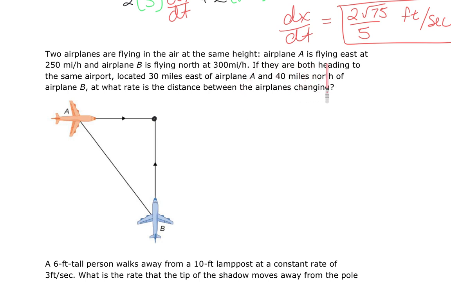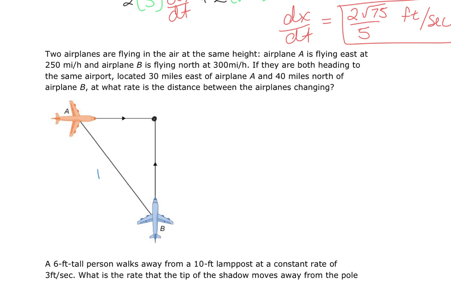Airplane A is flying east at 250 miles per hour. Airplane B is flying north at 350 miles per hour. If they're both heading toward the same airport, so this is my point of origin, located 30 miles east of airplane A and 40 miles north of airplane B, at what rate is the distance between the airplanes changing?